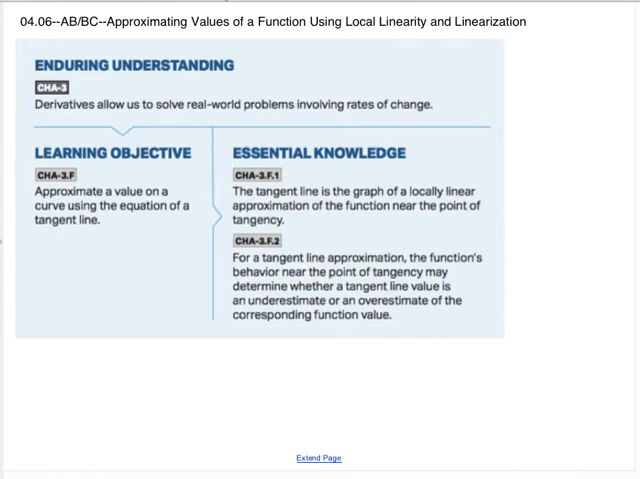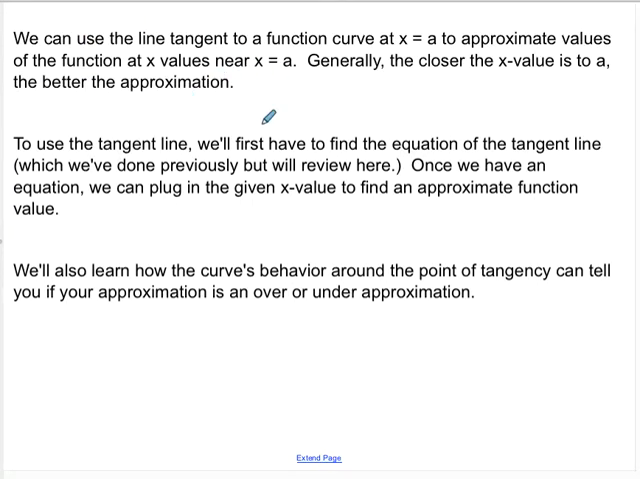All right, this is AP, AB, and BC Calculus. We are doing Unit 4, Section 6, which is approximating the values of a function using local linearity and linearization, which is essentially using tangent lines. So we can use the tangent line of a function at the point x equals a to approximate values of the function very close to x equals a. So generally, the closer the x value is to a, the better the approximation.